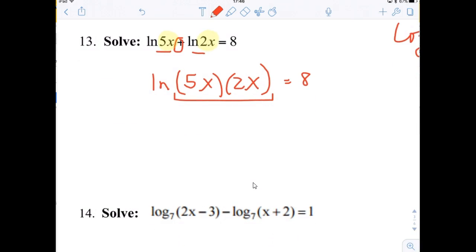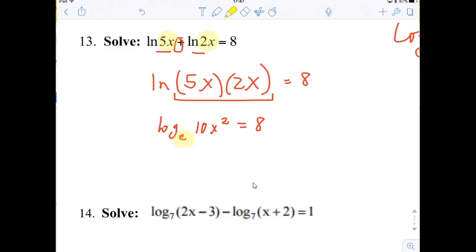Now I'm going to do the snail. Oh, wait, first let me simplify this. So 5x times 2x, of course, equals 10x squared. Okay? Now I can do the snail. Remember, whenever you do the snail, you should have the log on the left and the number on the right, which I do. Just to make things a little bit easier, I'm going to change the notation here. Instead of natural log, I'm going to write log base e. Remember, e is a number that is 2.71.